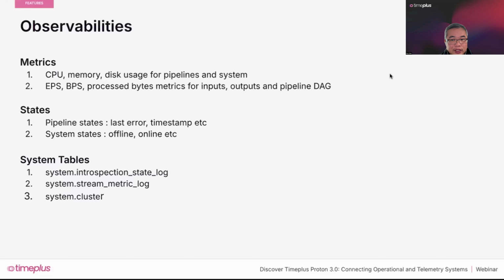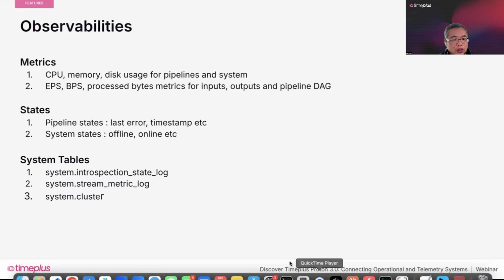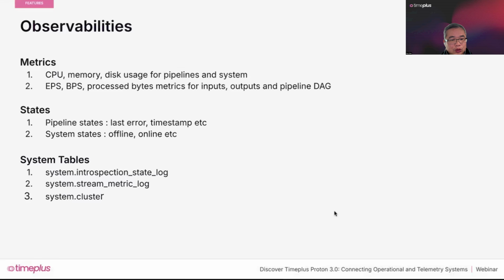And also regarding the data processing, events per second, throughput like bytes per second, and also total processed bytes of the whole pipeline DAG are also recorded in the system. And also if the pipeline runs into some issue, for example, the pipeline has aborted, we will record the last error, the whole stack trace you can see from the system, and also the last timestamp.